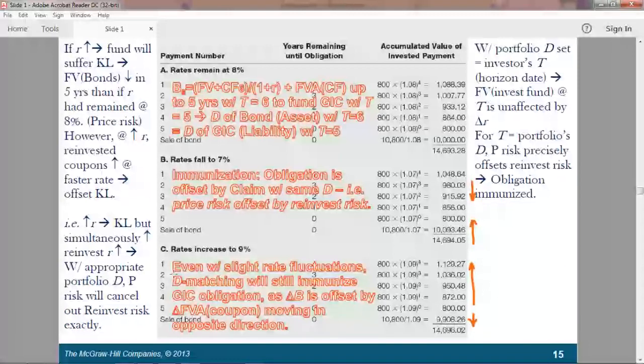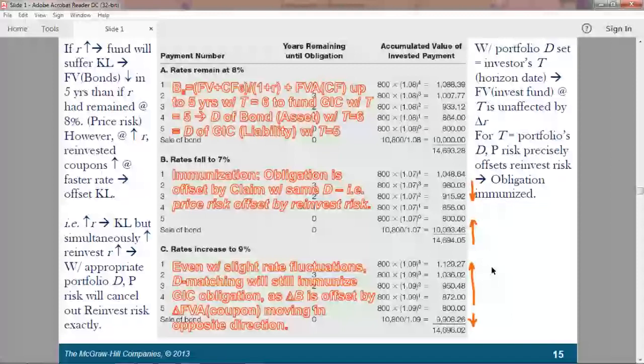So then we will have 14,694, which is $1 better, slightly $1 more than our obligation, right? So you see what's happening here.